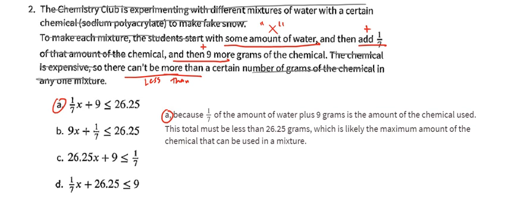It says because of this 1/7 amount of water plus the 9 grams for the chemical used. I'm seeing here 1/7 of the amount of water plus the 9 grams. That total must be less than 26.25 grams. Now, I didn't see a 26.25 in this problem, but they say that's likely the maximum amount of the chemical that can be used. But if you were able to get this 1/7 x plus 9, B doesn't have 1/7 x plus 9, and neither does C, and neither does D.